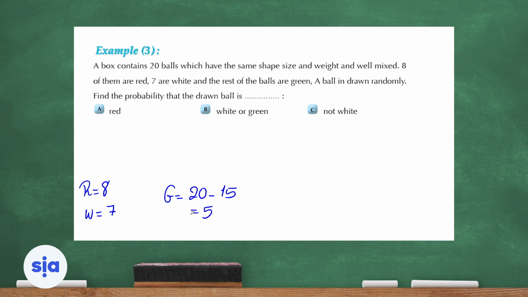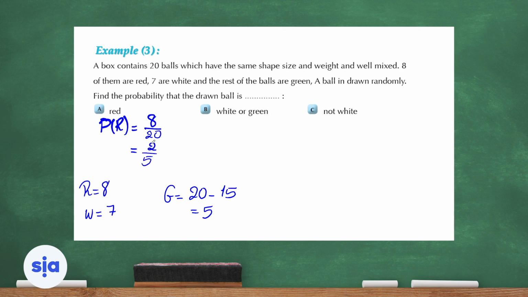Question A is asking us to find the probability of getting a red ball. Yes, the probability of red is 8 out of 20. If you simplify it more, it will be 2 out of 5.